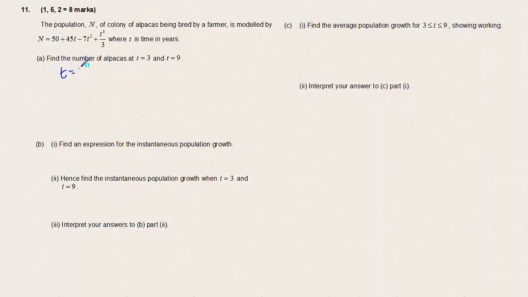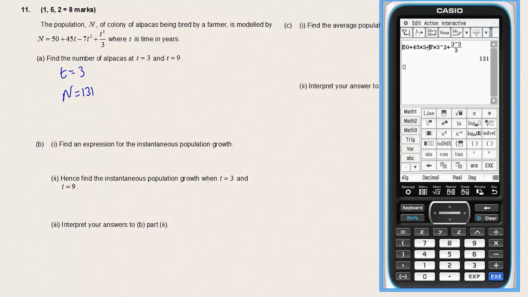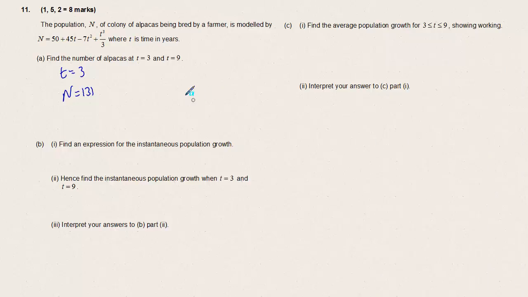So t equals 3, n equals 131, and then we can just go through and edit this and put a 9 in everywhere where there was a 3 just now. So let's put the 9 in there, and there needs to be a 9 there, and that also is 131. So when t is 9, n is 131.